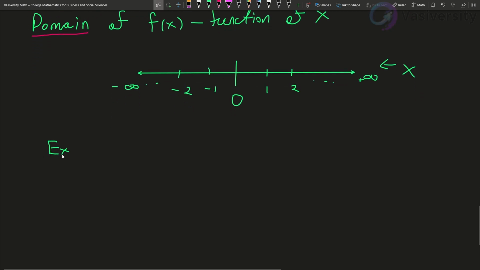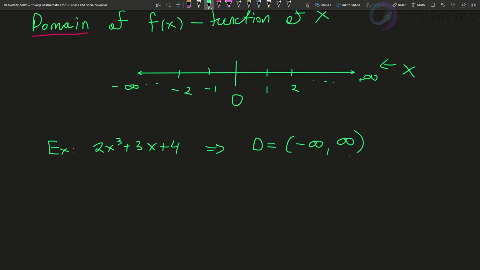For example, if we take a look at this example, 2x cubed plus 3x plus 4. The question is, are there any numbers that violate anything? And the answer is no. So the domain is actually from negative infinity to positive infinity, with two parentheses. That's our domain. So we would say that x belongs to, and this symbol right here means that it belongs to, negative infinity to positive infinity.